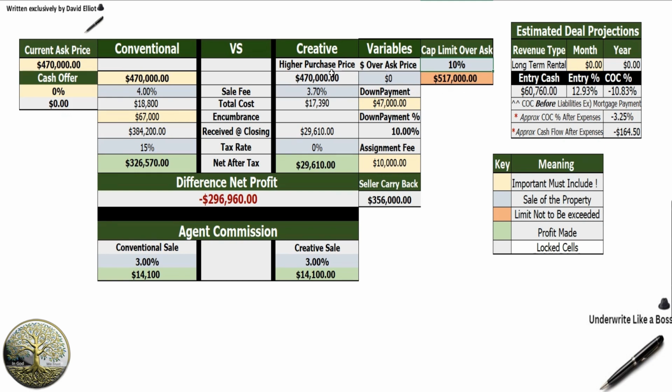So let's give the benefit of the doubt on the creative, right? Let's go up to $45,000 over ask price. That will cap us out at about a 10%. And if that is the case, we can actually come up on the down payment. We can give them $50,000 down, but now we need to include the rent. Now, I believe the rent was going to be at about $1,700 a month. So let's plug that in, and we could see right now that this is not a deal.